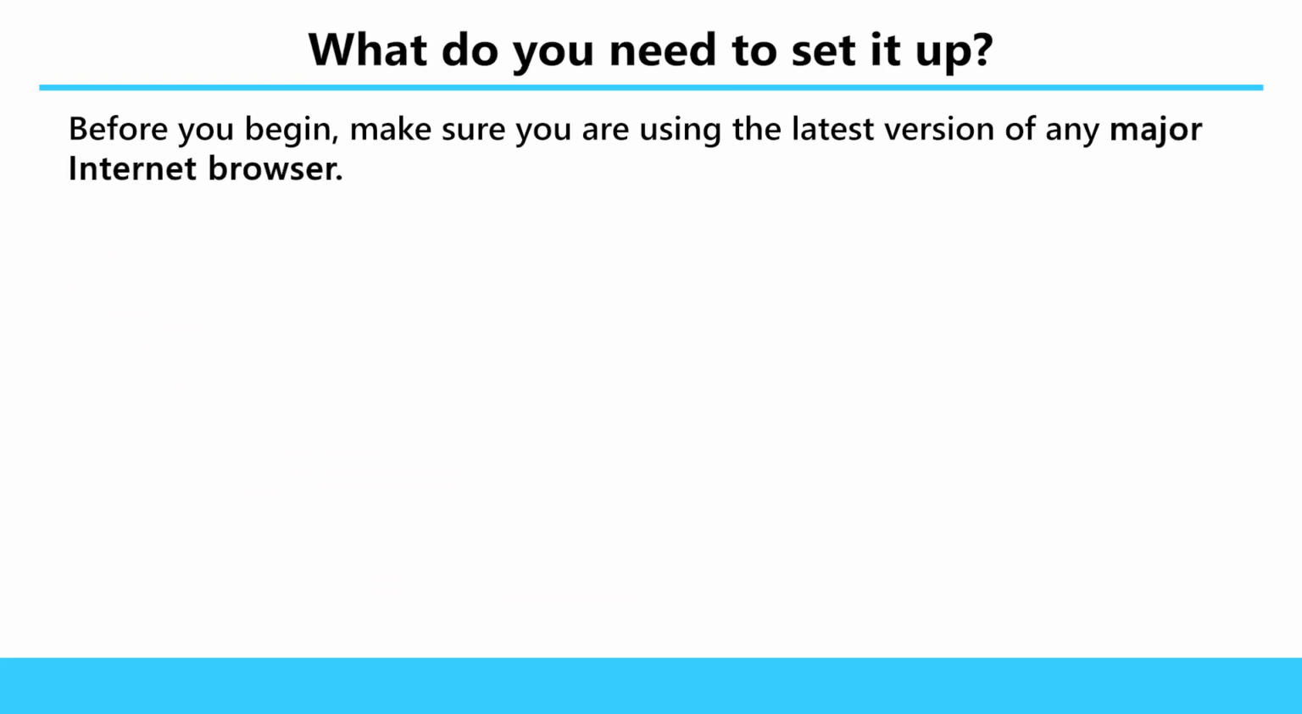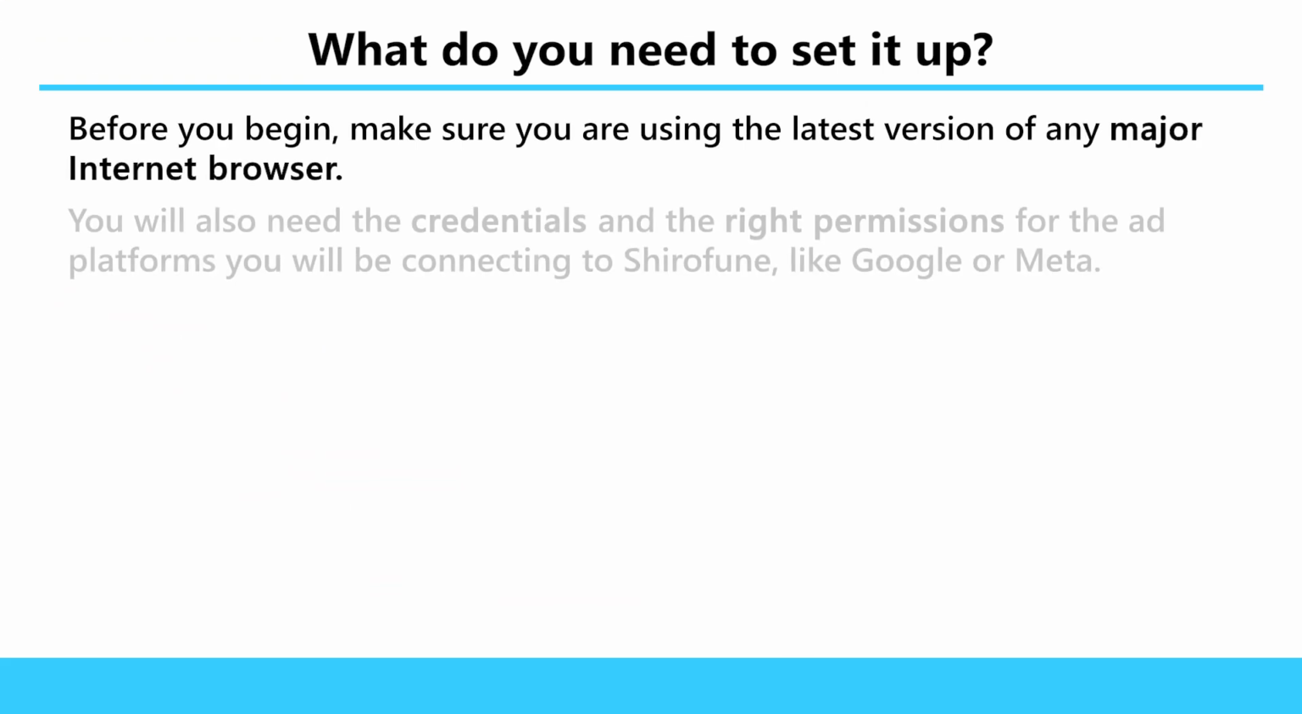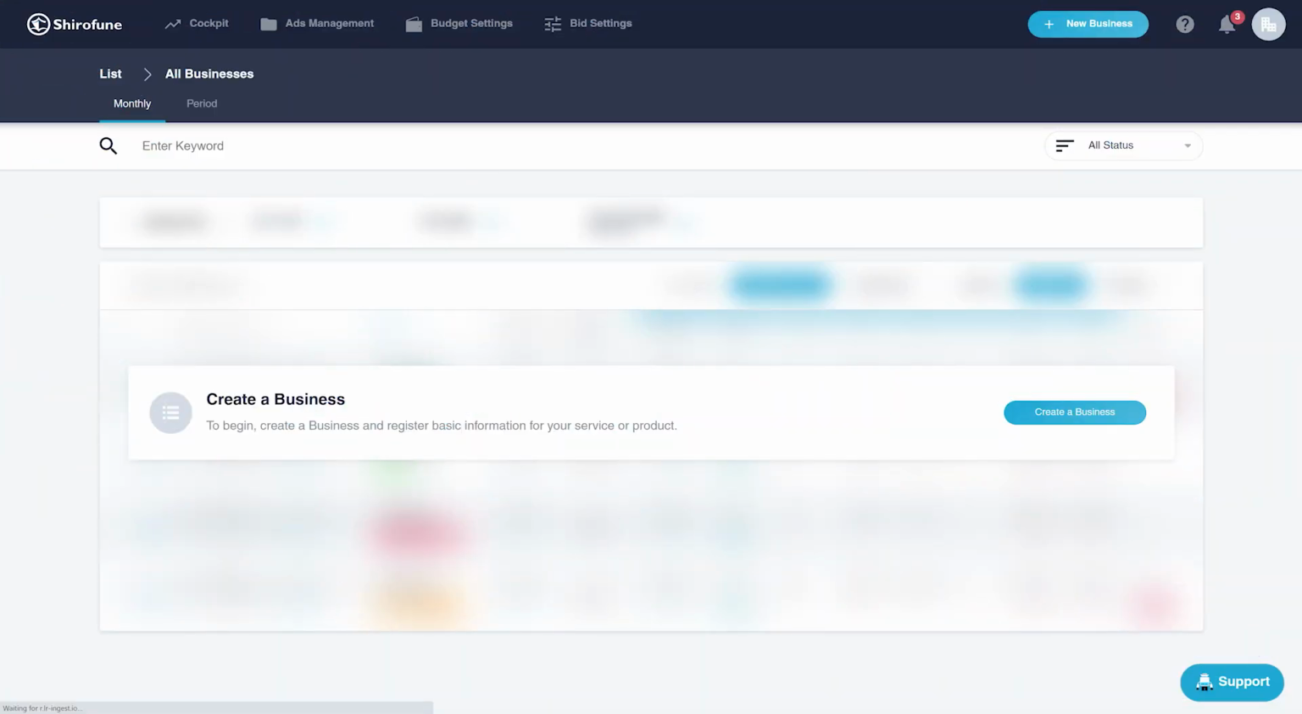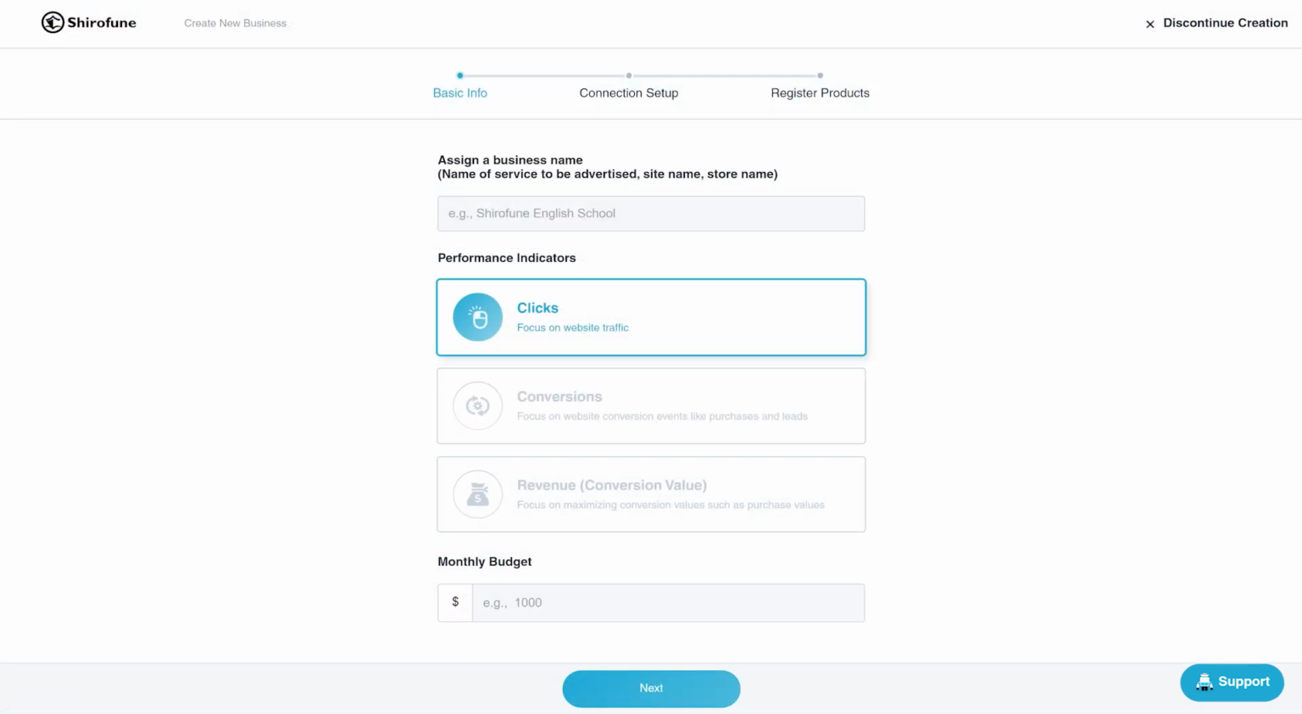Now, before you begin, make sure you are using the latest version of any major internet browser. You will also need the credentials and the right permissions for the ad platforms you will be connecting to Shirofune, like Google or Meta. To start your advertisement with Shirofune, you will need to create a business. Here, you will register information about the service or product you wish to advertise.